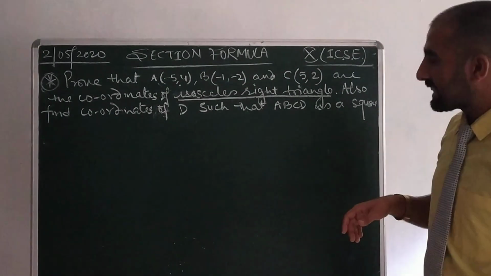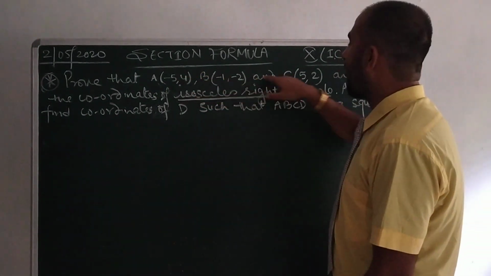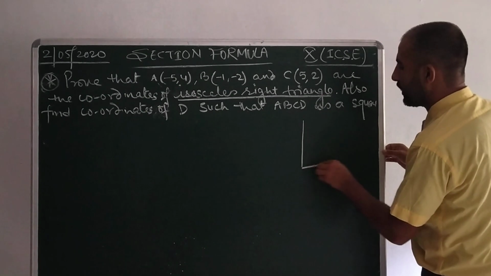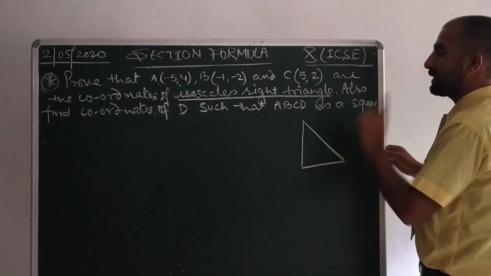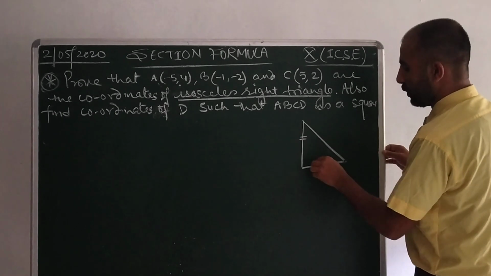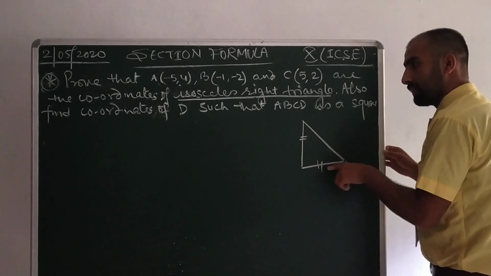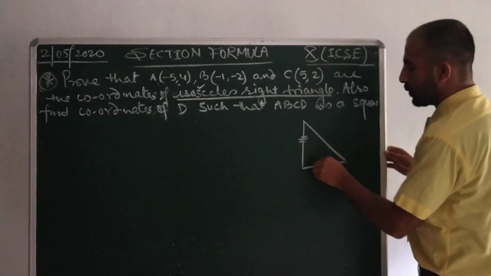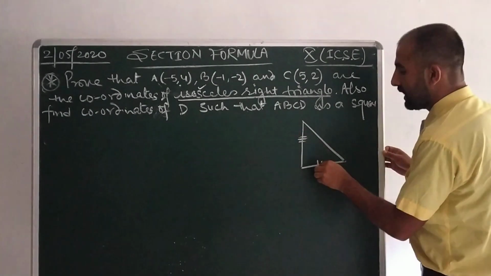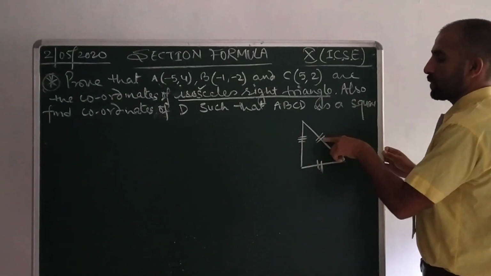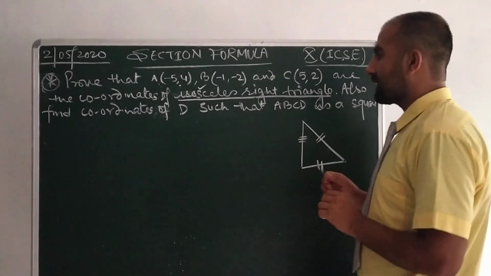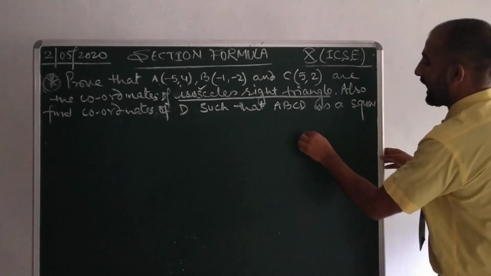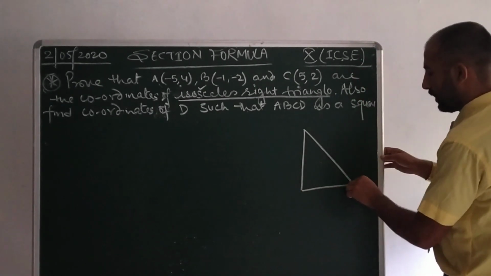Okay, so first let's prove these three are the coordinates of an isosceles right triangle. To prove an isosceles right triangle, what are we going to do? We are going to prove these two sides equal. That will prove isosceles. Then we are going to prove that the sum of the squares of these two sides will be equal to the square of the third side. Okay, for better understanding, let me make one figure out here and plot the given points.